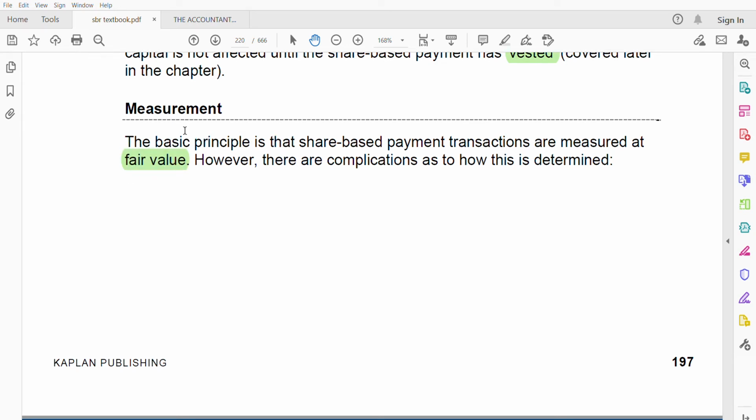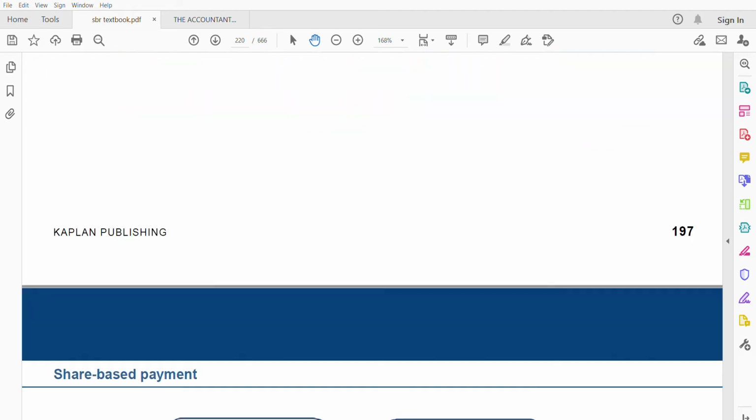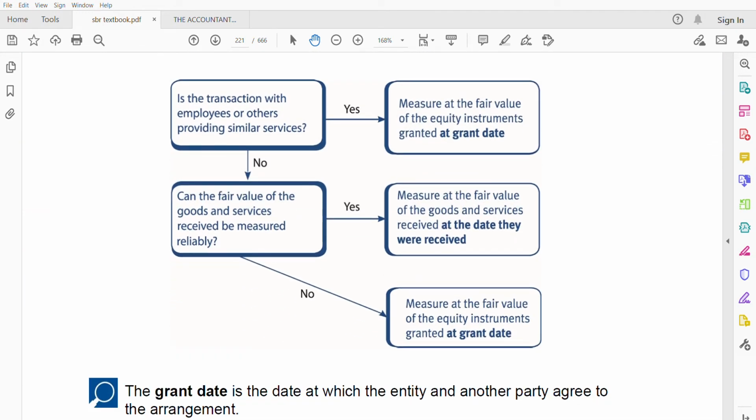But there are complications in how to determine this fair value. You need to go through this. Is the transaction with employees or others providing similar services? You see, the word is similar. The services have to be similar for you to decide a fair value. Because you are giving shares and share options, it's hard to find fair value. Why? Because you have to see whether other companies are also giving shares or share options to their employees, and what is their value. You need a reference point to determine a fair value.